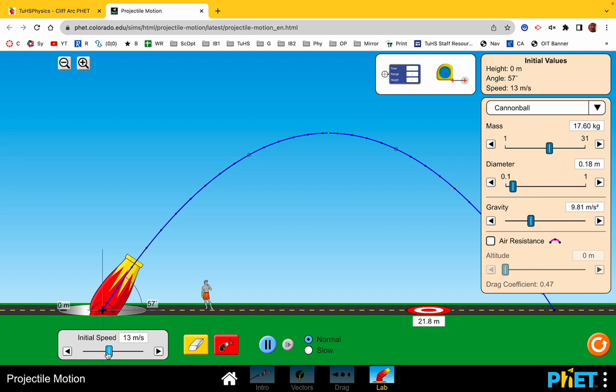Actually, I can check. 13 squared divided by 9.81. That's not going to hit it. Okay, so let's try 15. I'll try 15. 15 squared.